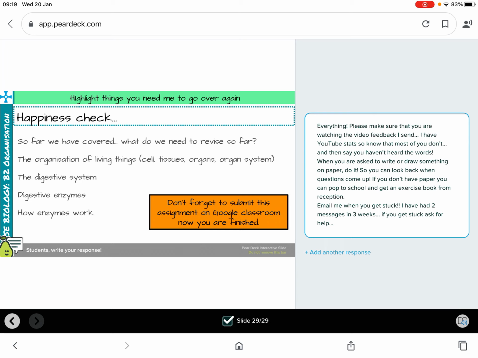And my final point is that email me when you get stuck. I think I've had 2 messages in 3 weeks, but there's obviously people who are more stuck and are not asking for any help when they get stuck in the work.